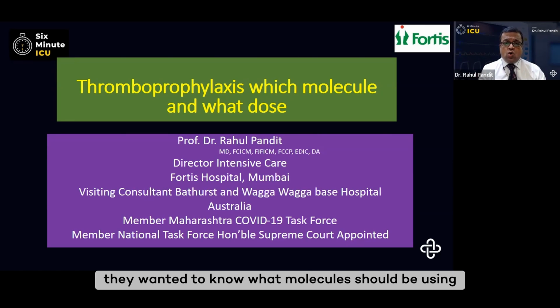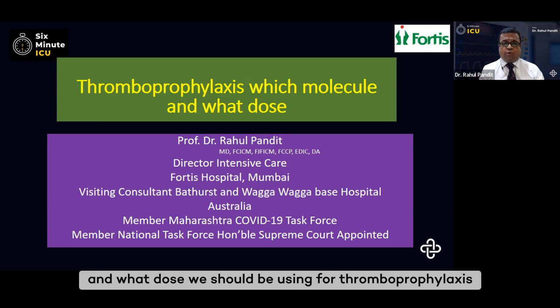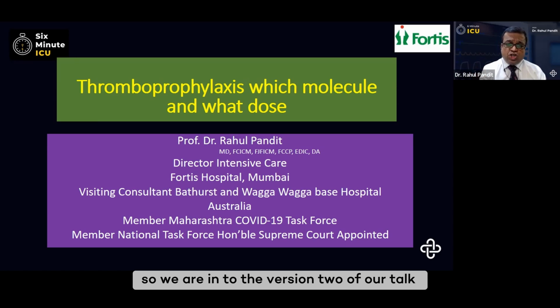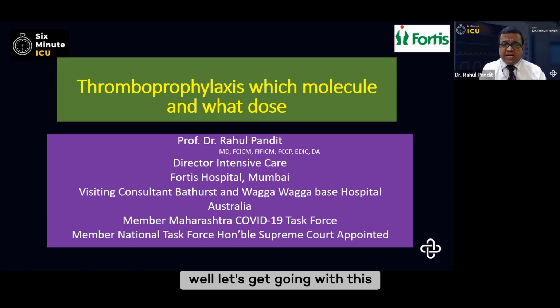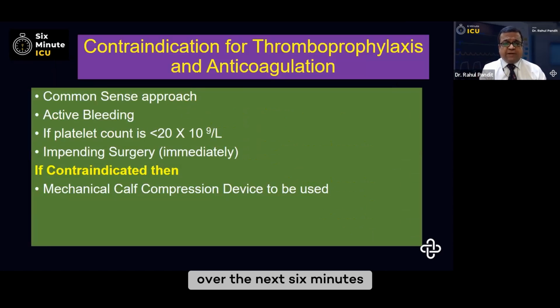They wanted to know what molecule we should be using and what dose we should be using for thromboprophylaxis. So we are coming to version 2 of our talk, which is which molecule and what dose. Well, let's get going with this over the next 6 minutes.